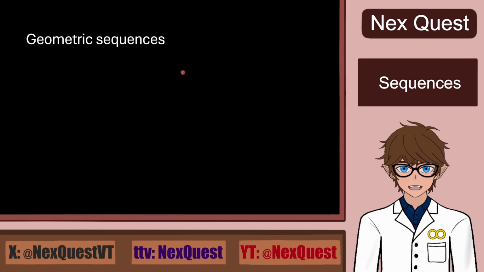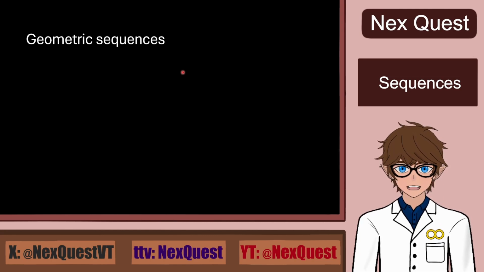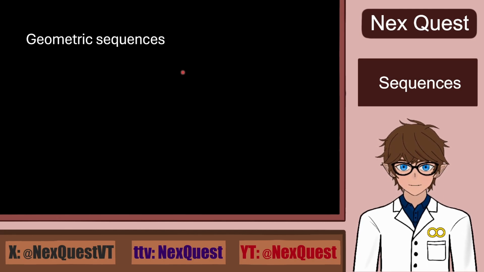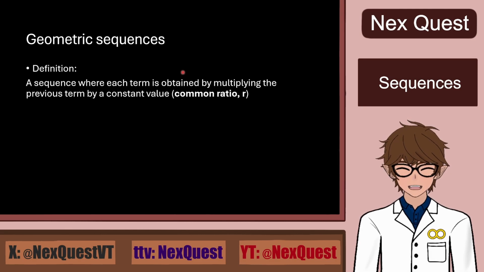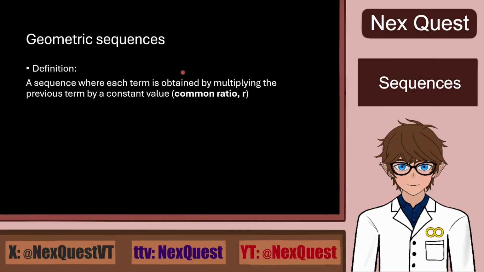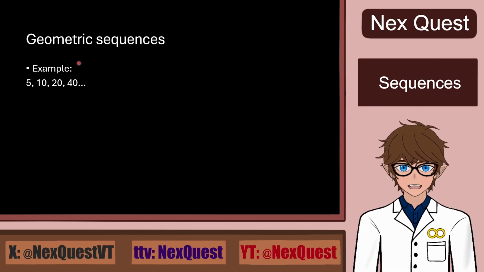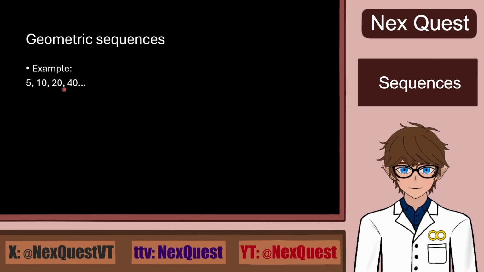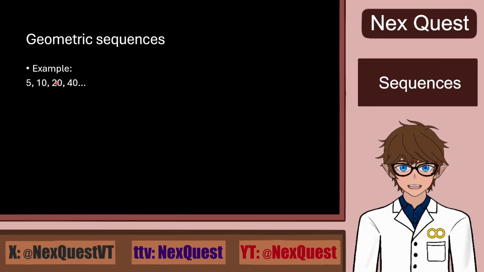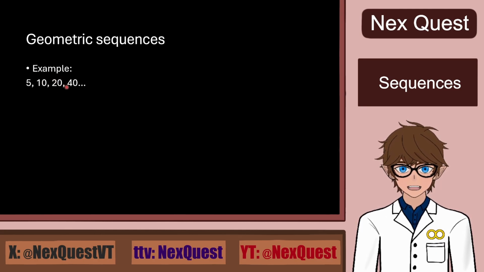Anyway, next up is geometric sequences, aka the ones that have to do with multiplication and exponents. Basically, it's a sequence where each term is obtained by multiplying the previous term by a constant value called the common ratio, or lowercase r. Now, for example, let's take a sequence of 5, 10, 20, and 40. We take two consecutive terms, and we see that as all terms don't have a fixed difference, we can assume they have a constant ratio, so we divide any given term by the one before it. Let's take 40 and 20.